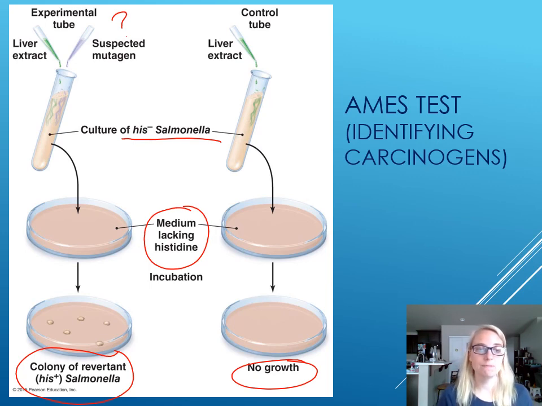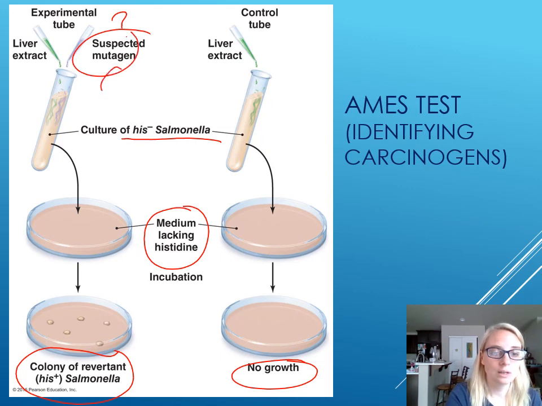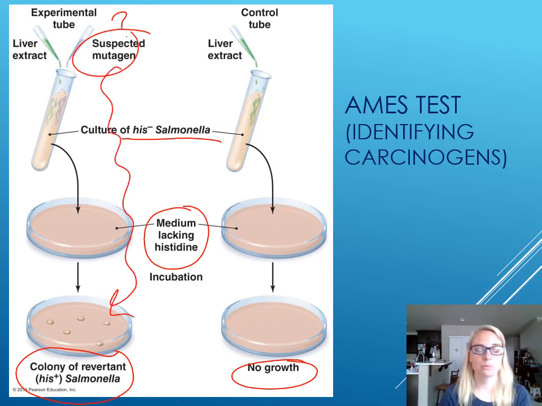Well, the point is, if you have the suspected mutagen that produces revertants, these mutated Salmonella that can produce their own histidine, that is a mutagen that can mutate DNA. So it might warrant further research. If it doesn't, if you put in the suspected mutagen and there's no back mutation, then let's not do any further research on that. Because remember, this is looking for carcinogens. Carcinogens are things that cause cancer. Bacteria don't have cancer. Cancer is a disease of multicellular organisms.